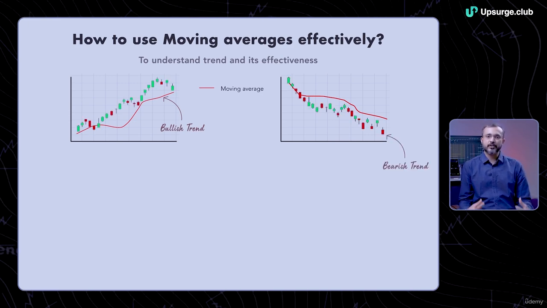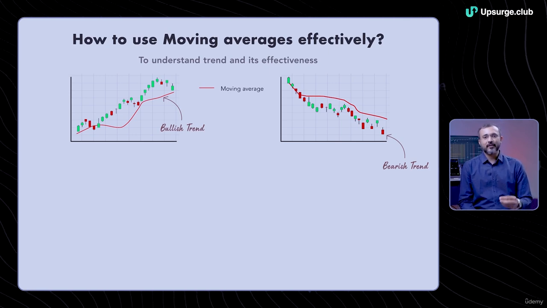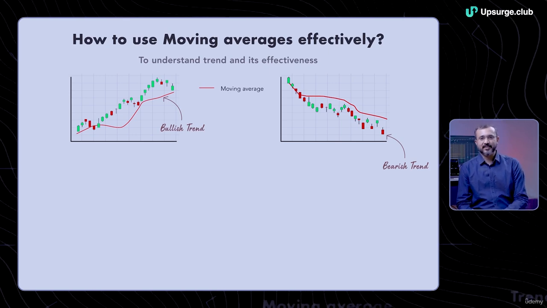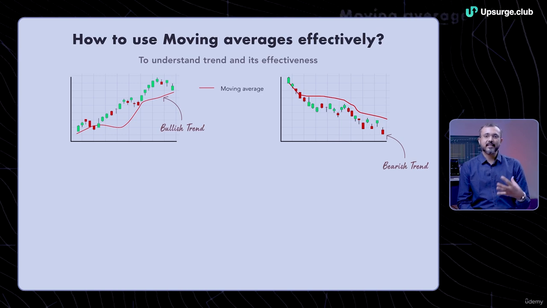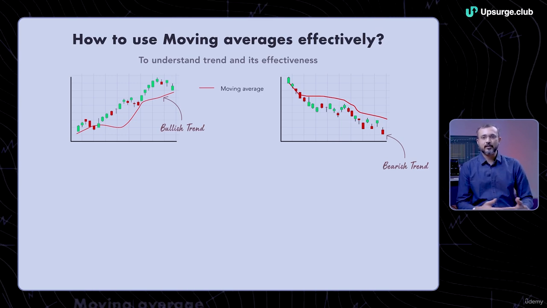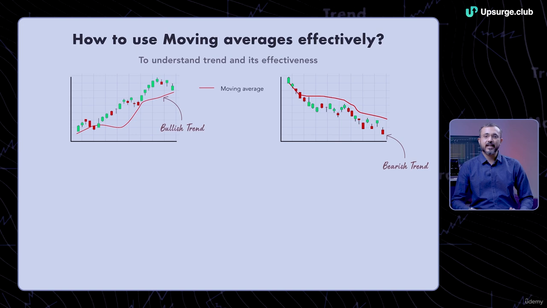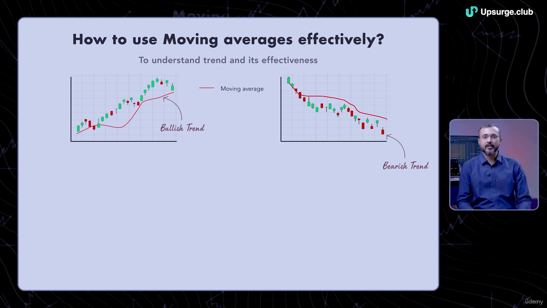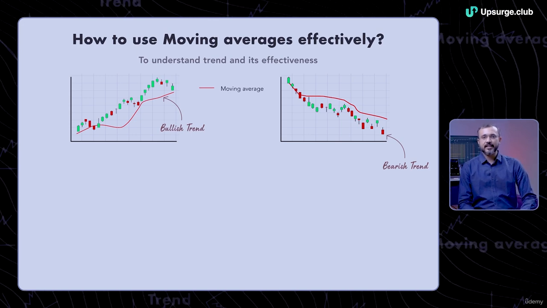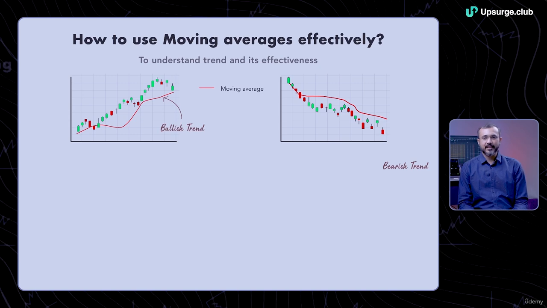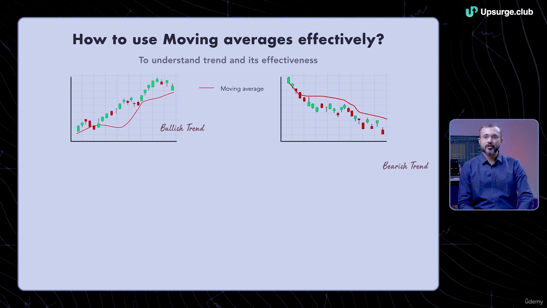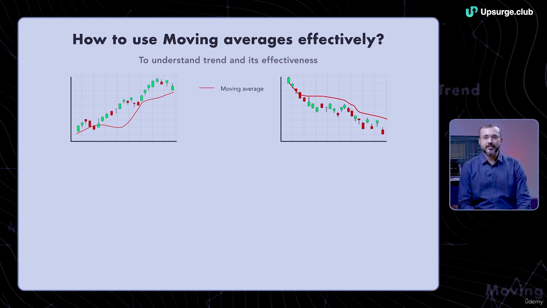So there are two major uses of moving averages. The first one is to identify whether the trend is bullish or bearish. We do it by understanding where the average price is located and whether the price is trading above the average price or below the average price. If it is trading above the average price, the trend is bullish. And if it is trading below the average line, then it is bearish.